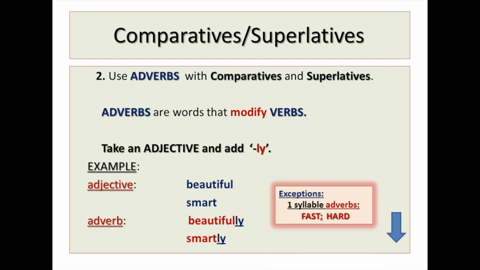Here are two of the most common one-syllable adverbs. Okay, so please be careful. You don't say fastly or hardly, because that has a different meaning in English. So we would use fast and hard to describe a verb, not fastly and hardly.